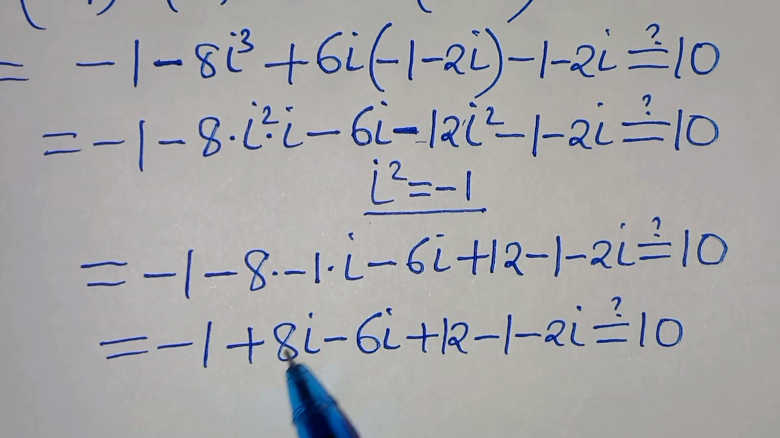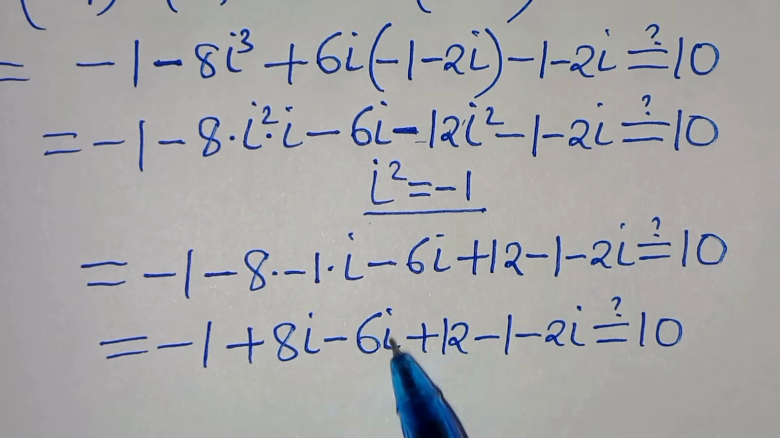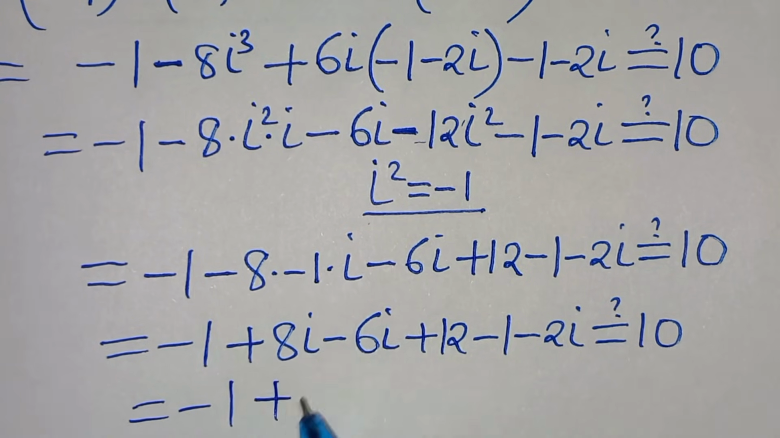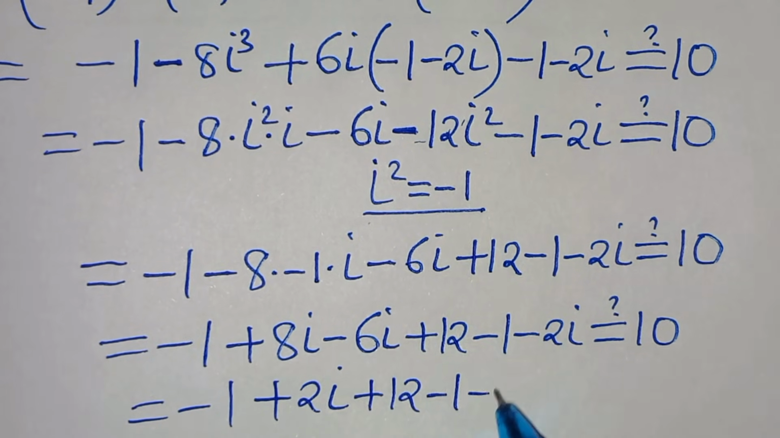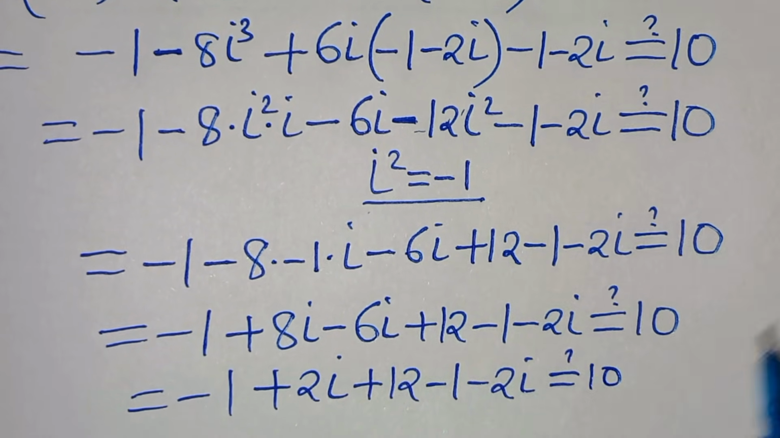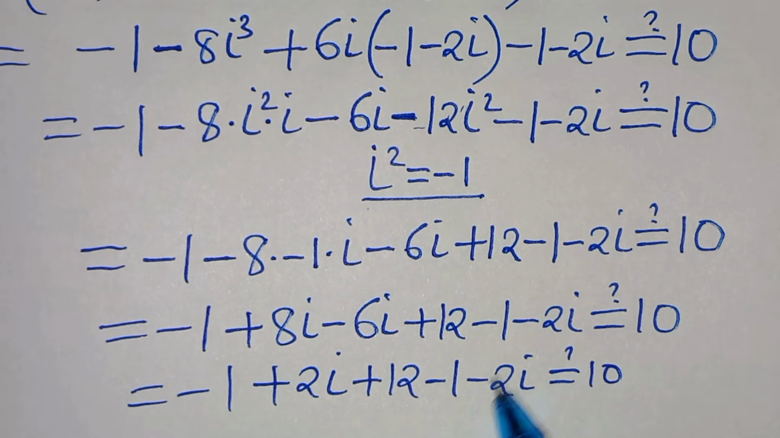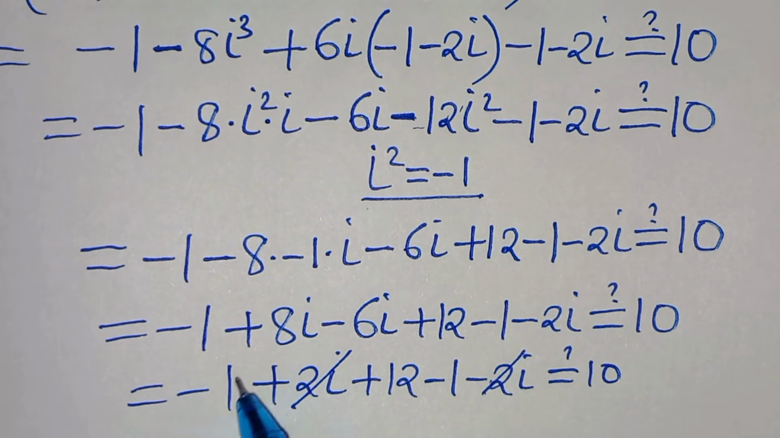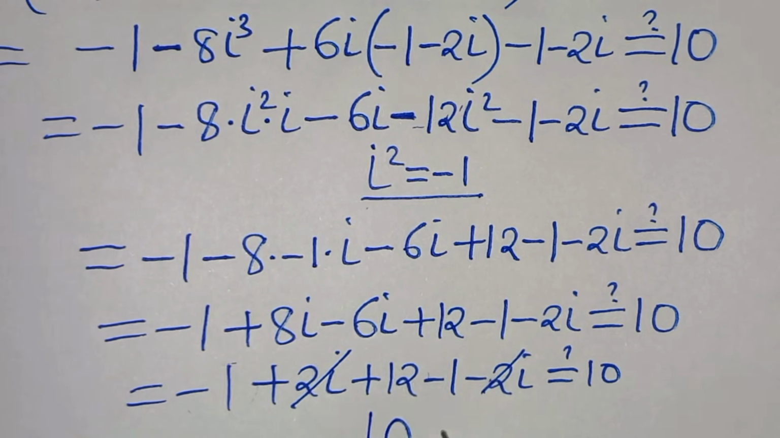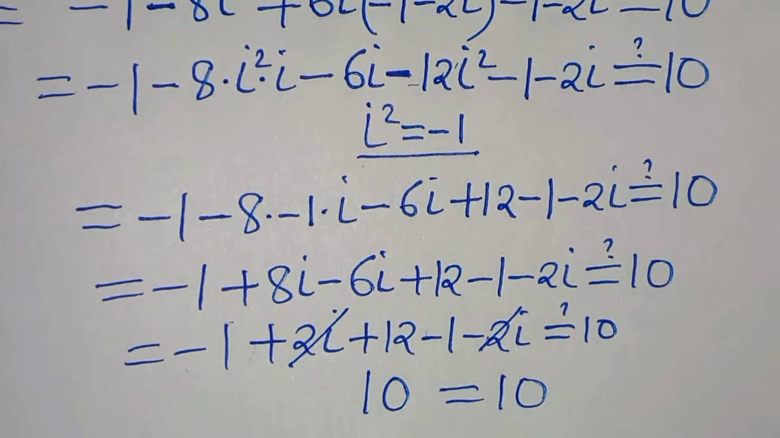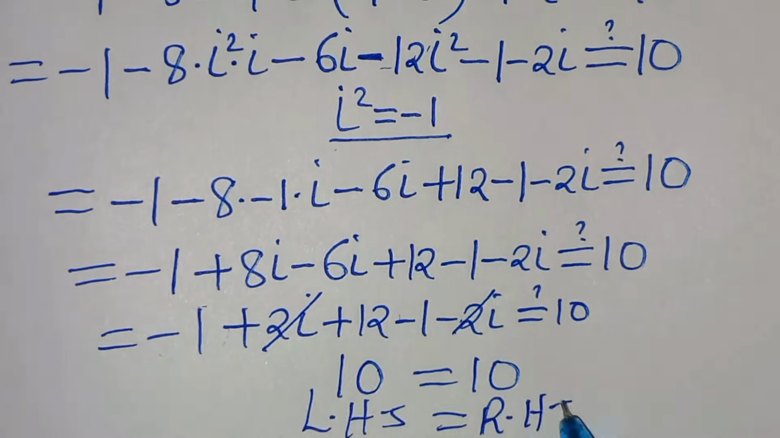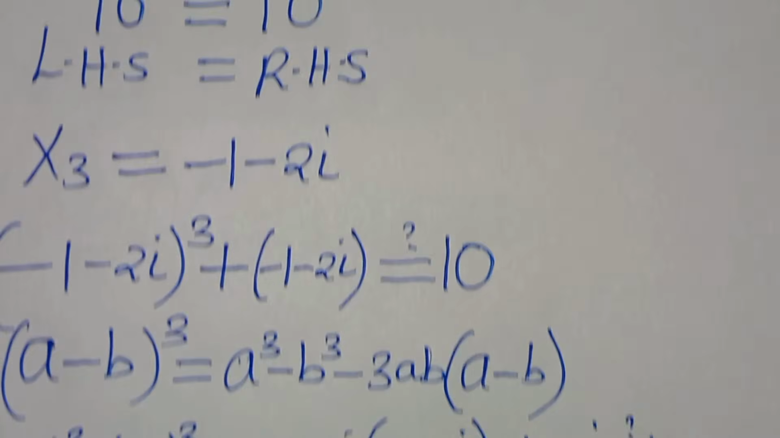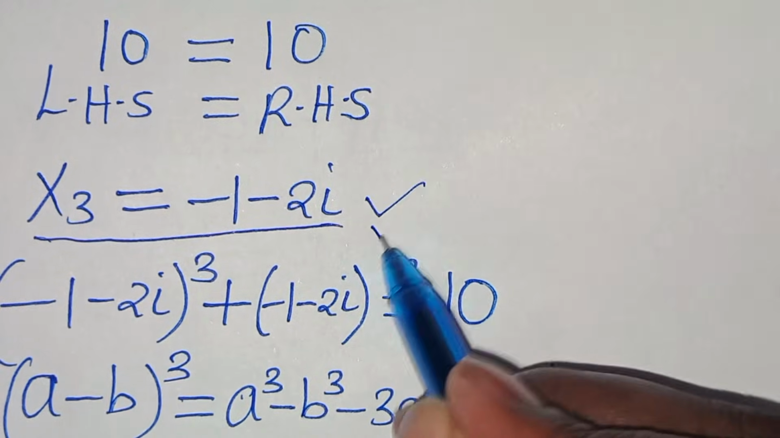So we have 8i minus 6i, this is equal to plus 2i, then plus 12, subtract 1, minus 2i. This is supposed to give us a value of 10. So it's clear that 2i minus 2i simplifies. Then we have -1 plus 12, this is 11. 11 minus 1 is equal to 10, which is equal to 10. And this clearly shows that the left hand side is equal to the right hand side.